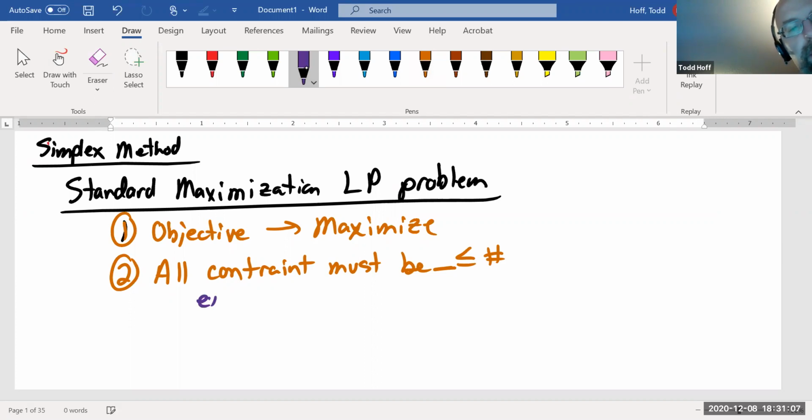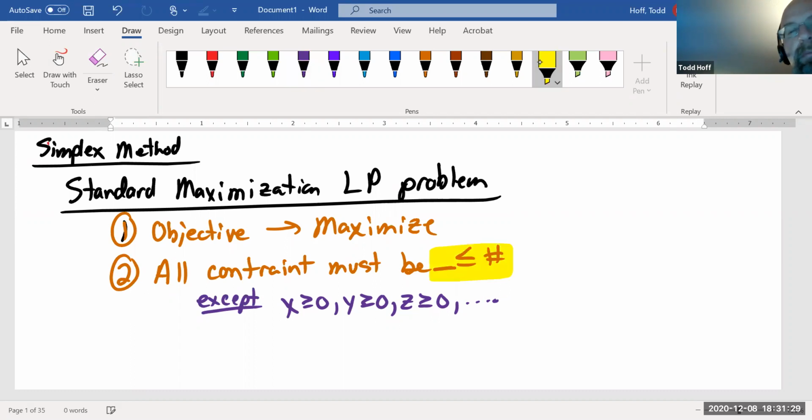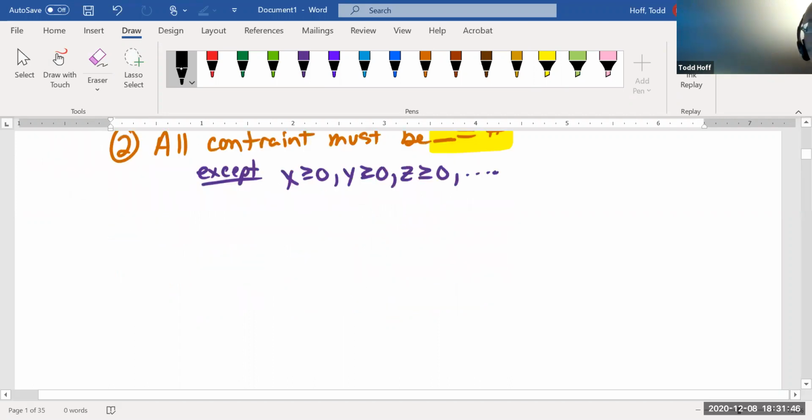Except x is greater than or equal to 0, y is greater than or equal to 0, z is greater than or equal to 0. However many variables we have, each variable is greater than or equal to 0. That's implied, even though those are greater than or equal to. All other constraints must be less than or equal to. So if we have a standard maximization problem, we can go ahead and proceed with the simplex method.